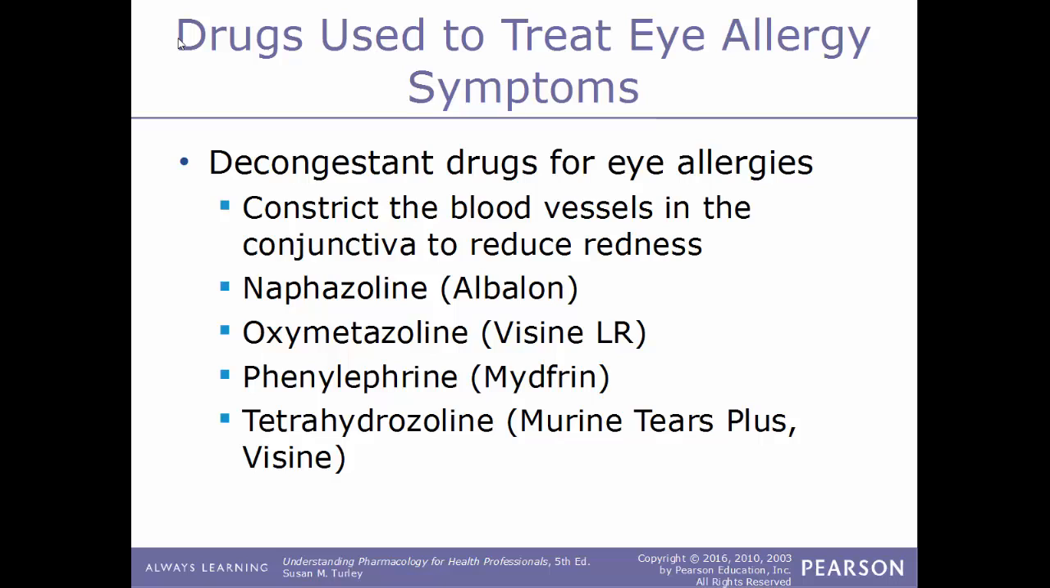Another type of drug that's used to treat eye allergy symptoms are decongestant drugs. These work because they constrict the blood vessels in the conjunctiva to reduce redness. Some examples of this type of drug: naphazoline, which is sold as Albalon; oxymetazoline, which is sold as Visine LR; phenylephrine, which is sold as Mydfrin; and tetrahydrozoline, which is sold as Murine Tears Plus and Visine.